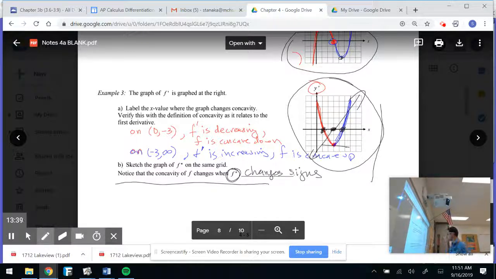Okay, so it's got to change signs. It's got to go from positive to negative or negative to positive. In this case, it changes from negative to positive. So it's kind of cool how it matches up.